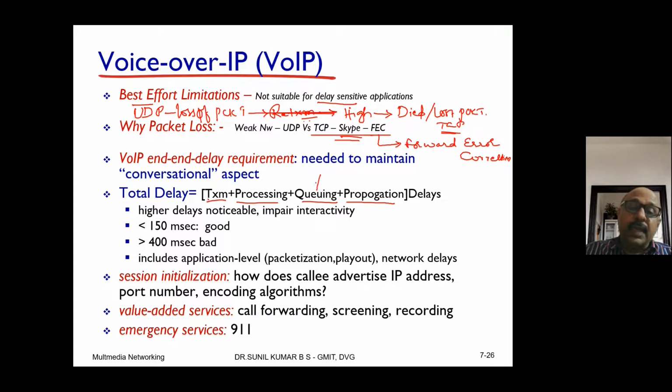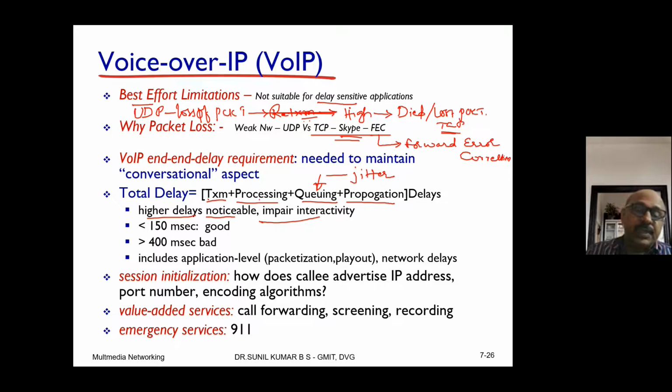Here, the queuing delay is the one which will always create some chaos in the network. It all happens because of the busyness of the routers in the network. And because of that, we may feel jitter in the network. Jitter means varied delay from one packet to another packet while reaching the destination. When the delays are very high, at a noticeable level, it will create a lot of problems in the voice communication, and we say it will impair the interactivity.